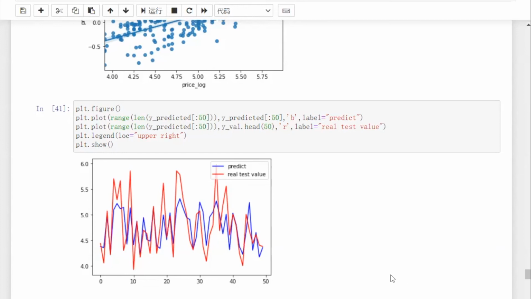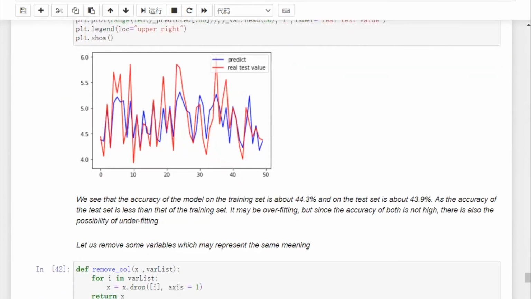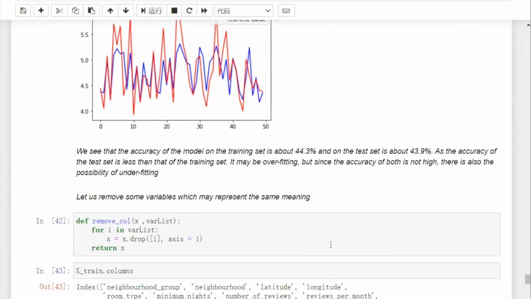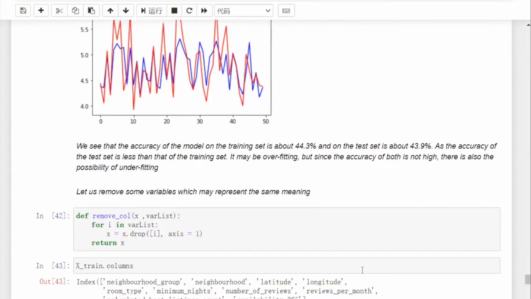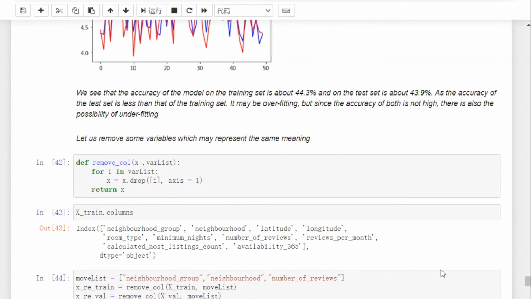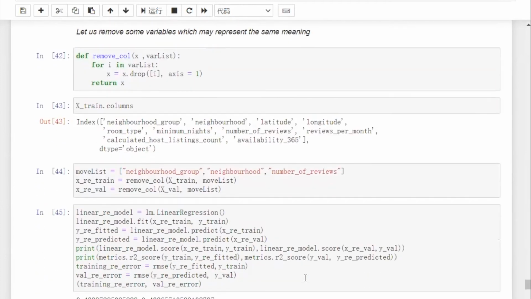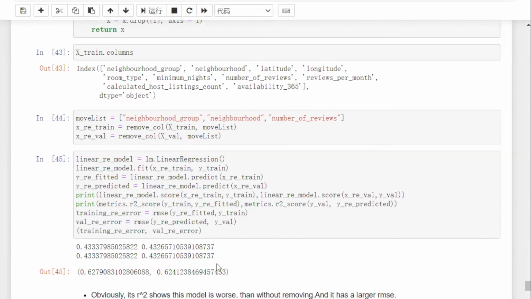We considered that the variables with the same meaning may bring noise, so we removed the several variables that we thought may have repeated meaning. For example, for the variables which represent location, we just use longitude and latitude. In the end, the refitted model we got does not seem as good as the original one.